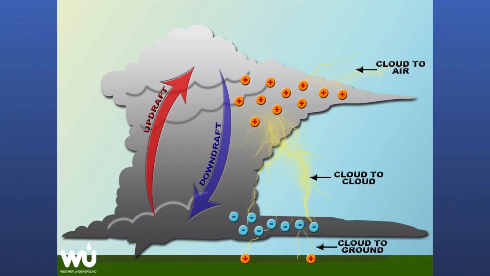You can have cloud-to-cloud lightning, where different parts of the cloud have different charges, and you have that discharge, so lightning jumps from one place to another. Or you can have cloud-to-ground, which is probably the most common, the most notable, which we see all the time, where charge builds up inside of a cloud and it kind of explodes outwards down to the ground to find a neutral source, which is a lightning strike.